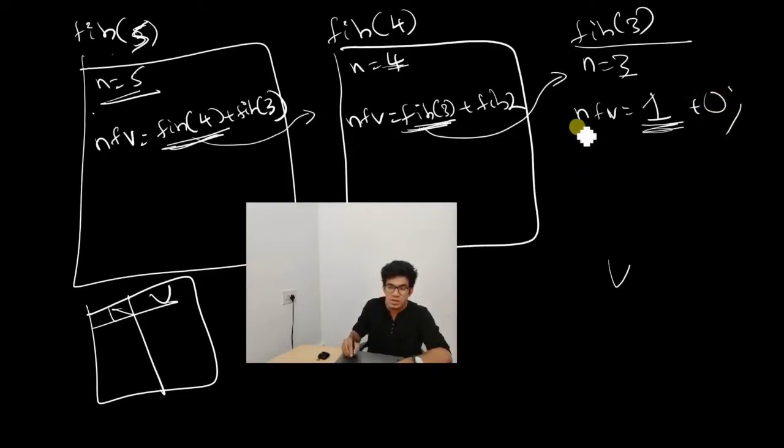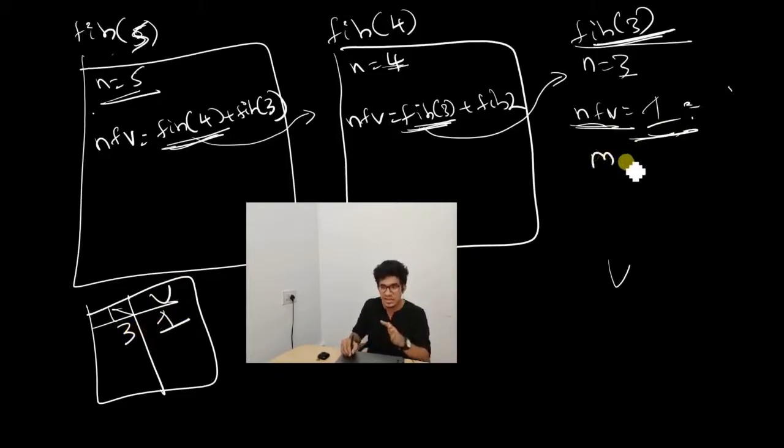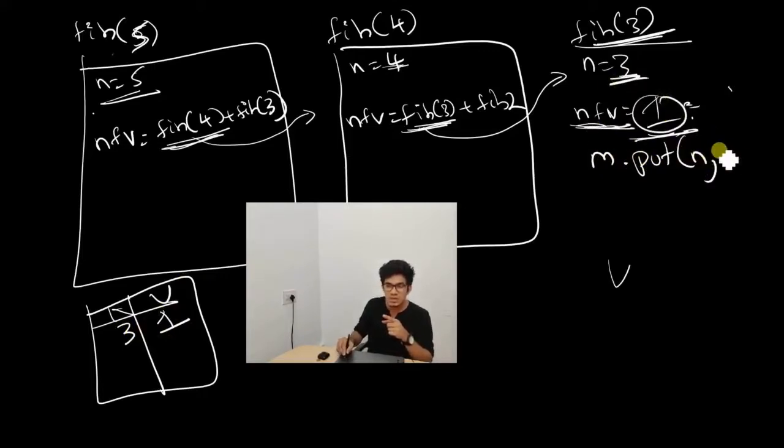Now don't you think your nth Fibonacci number will contain 1 plus 0? What is 1 plus 0? 1 plus 0 is 1. In the previous program you directly returned the 1, but now you have to store it in the map. You got the Fibonacci answer for 3, which is 1. So for the key n, the value is 1. That is nothing but NFV. That's why in the next line, in the map, you put it.